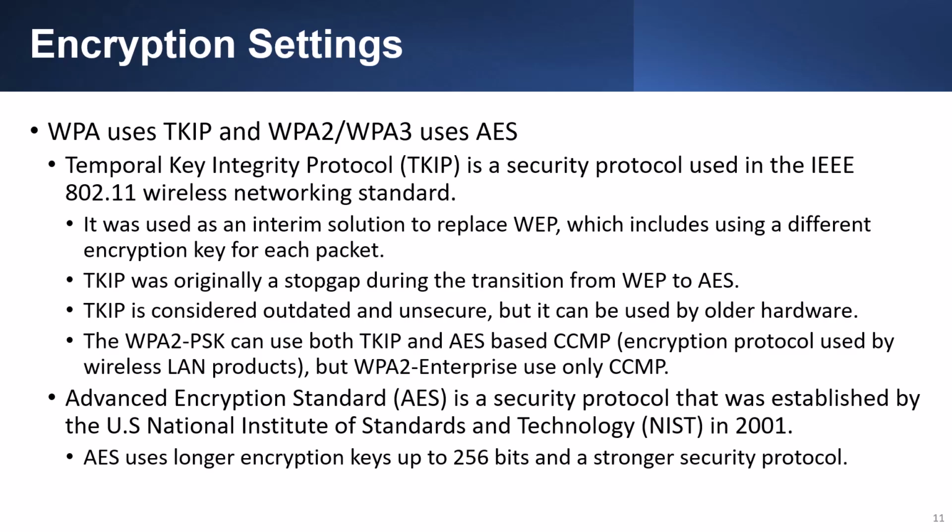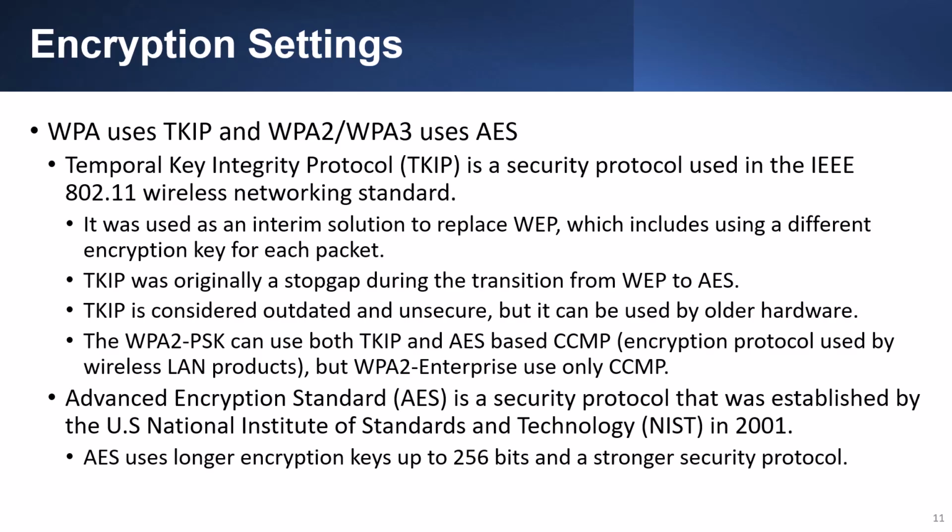WPA uses TKIP, and WPA2/WPA3 uses AES. Temporal Key Integrity Protocol, or TKIP, is a security protocol used in the IEEE 802.11 wireless networking standard. It was used as an interim solution to replace WEP, which includes using a different encryption key for each packet. TKIP was originally a stopgap during the transition from WEP to AES.